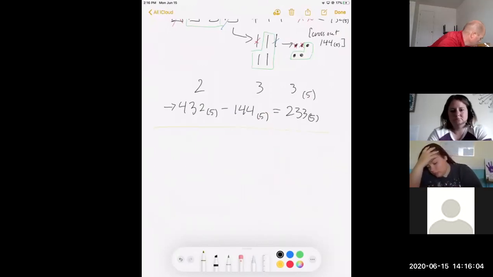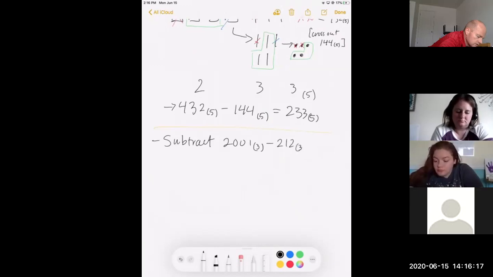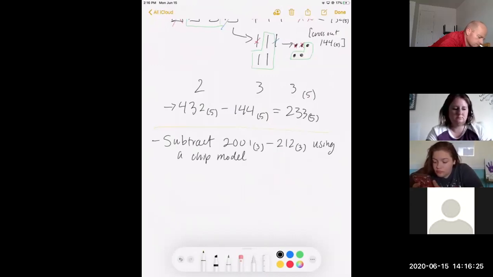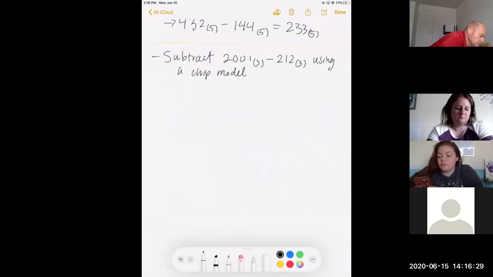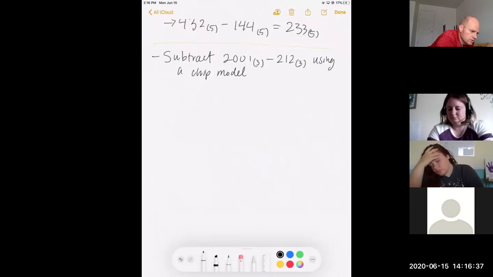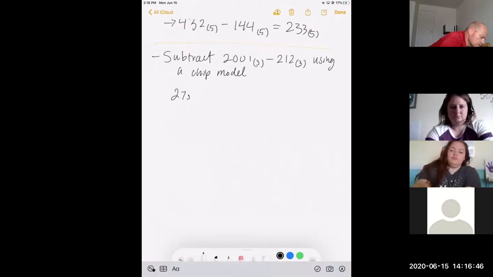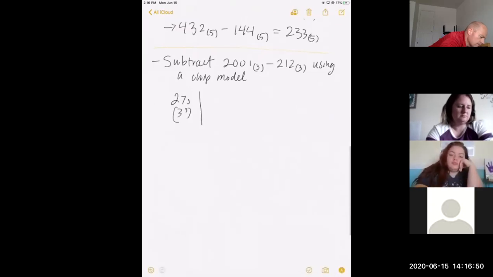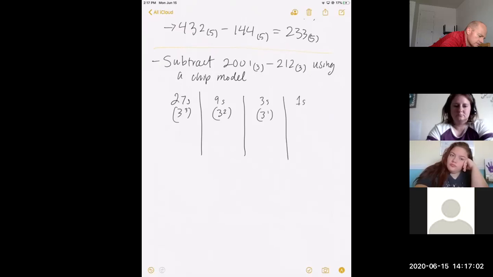Next problem was subtract 2001 base 3 minus 212 base 3, using a chip model. And so we have 4 places here. So I'm going to do 3 to the 0, 3 to the 1, 3 to the 2, 3 to the 3. We'll start with our 27s place, which is 3 to the 3rd. We have our nines place, which is 3 squared. We have our threes place, which is 3 to the 1st. And we have our ones place, which is 3 to the 0.